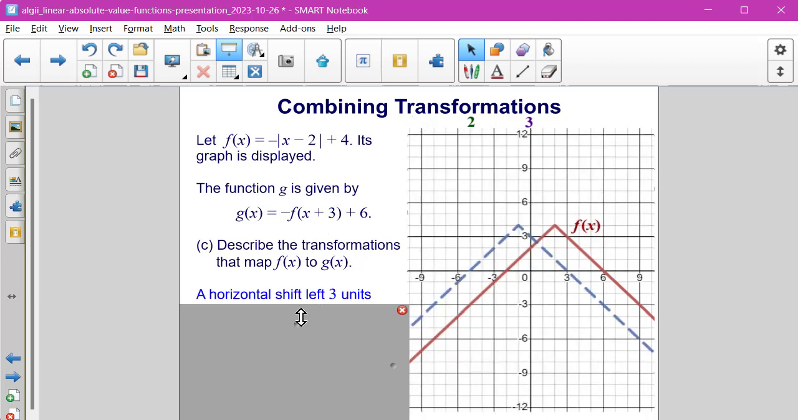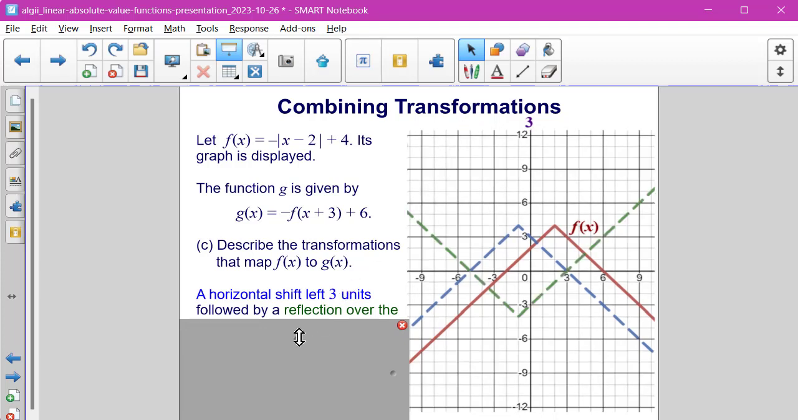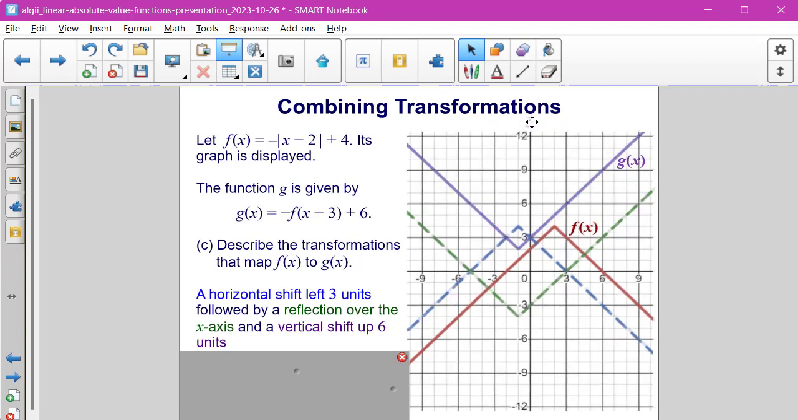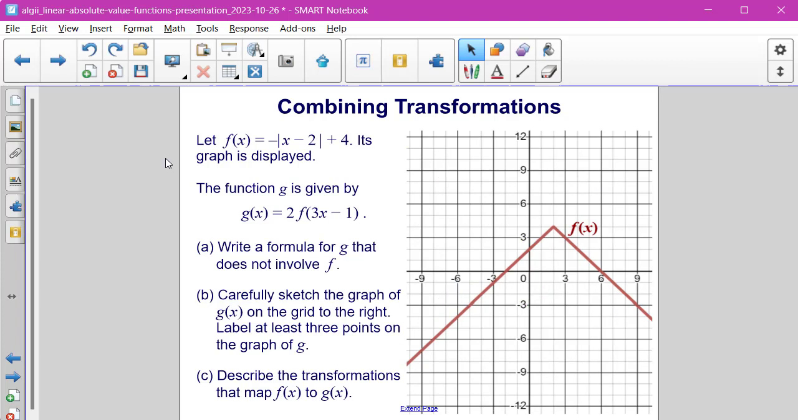Then, after we shift it to the left 3 units, we don't have any coefficients inside the parentheses, but we do have a negative that is outside of the function. So we are then going to reflect it over the x-axis. And after we do that, we're going to then vertically shift it up 6 units. And there's our final function, g of x, and how we got from f of x to g of x through the transformations. Here's another example.